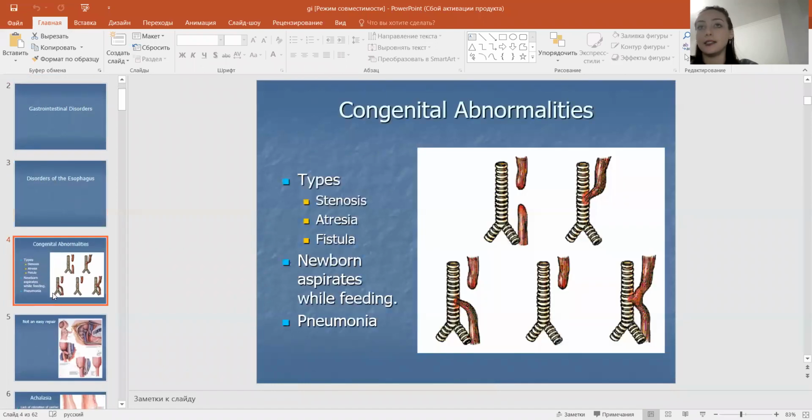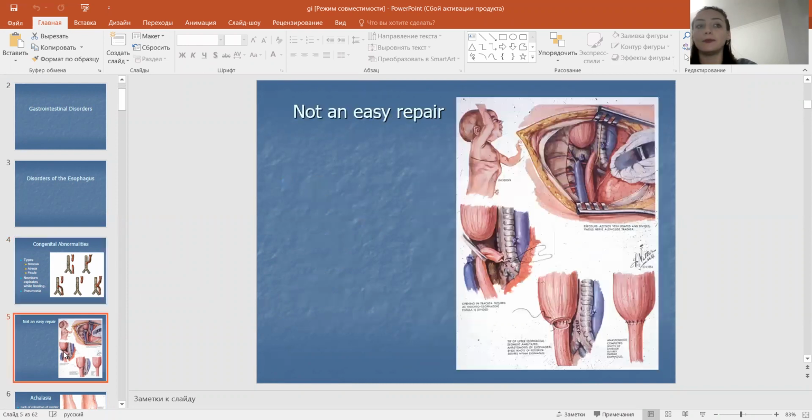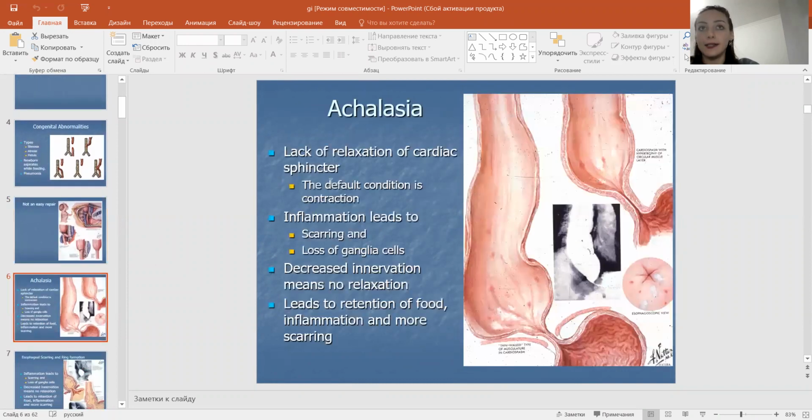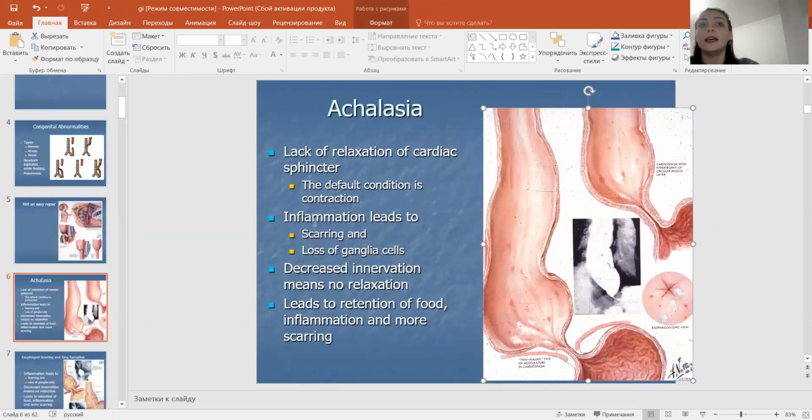It may be congenital abnormalities like stenosis, atresia, fistula, and it can cause in newborns aspiration while feeding, and pneumonia. Achalasia: lack of relaxation of the cardiac sphincter, you can see, and inflammation leads to scarring and loss of ganglion cells. Decreased innervation means no relaxation and leads to retention of food, inflammation, and more scarring.